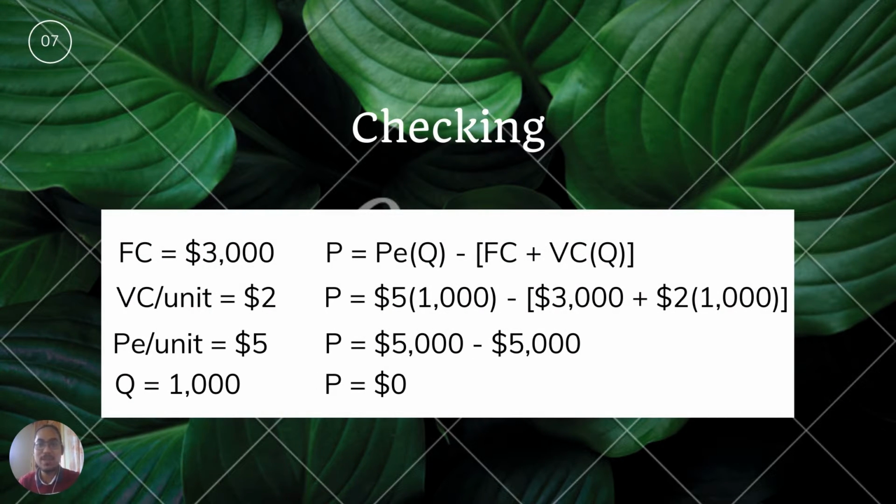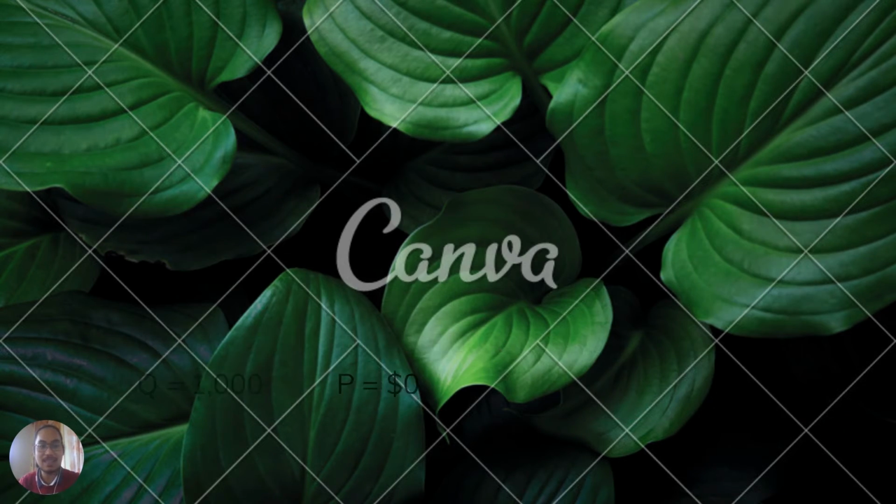To check, by using the formula for profit where fixed cost is $3,000, variable cost per unit is $2, price per unit is $5, and total units produced and sold is 1,000 units, revenue is $5,000, which is the same as the total cost, which means that profit is zero. This confirms that our answer is correct.